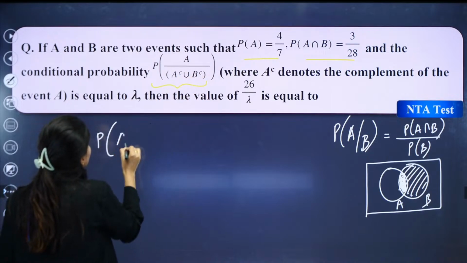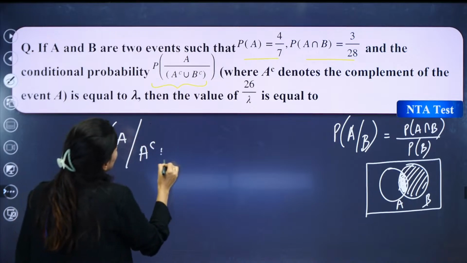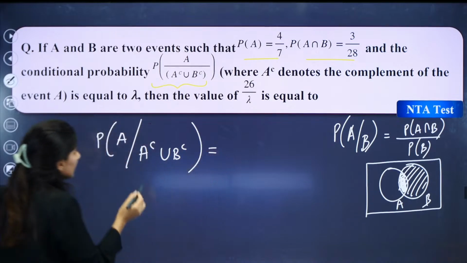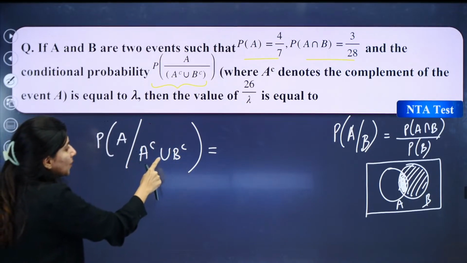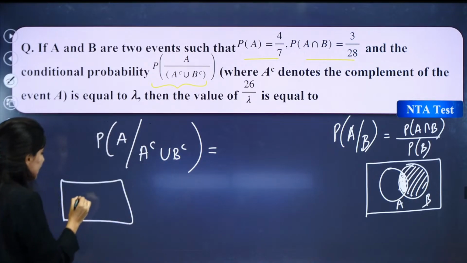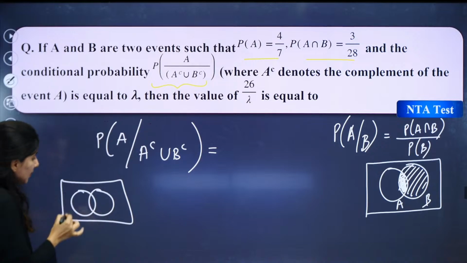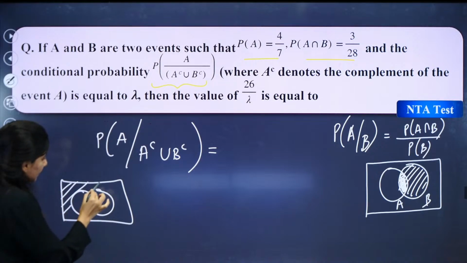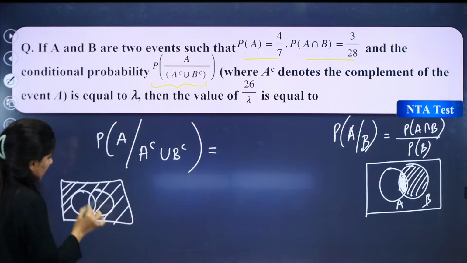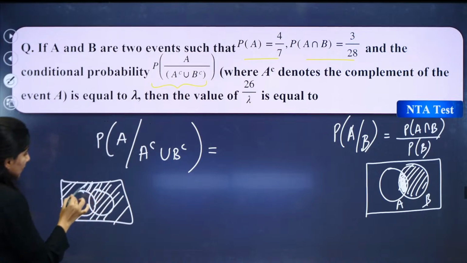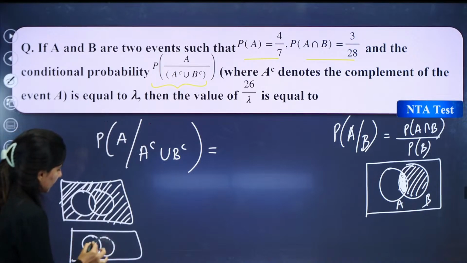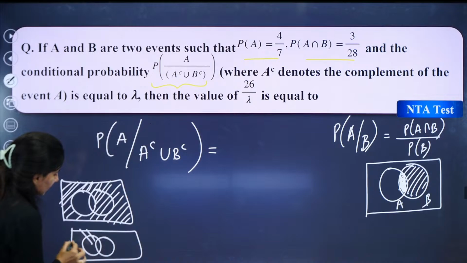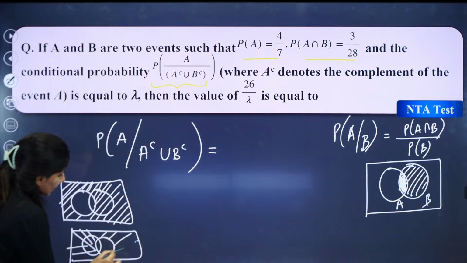So probability of A given that A union B. First of all, let us understand this: A complement union B complement. What is A complement? A complement means that you have to shade everything except A. This is your A complement. I hope this is clear. It will not have A, and except A, it will have everything. What is B complement? Except B, you have to shade everything.